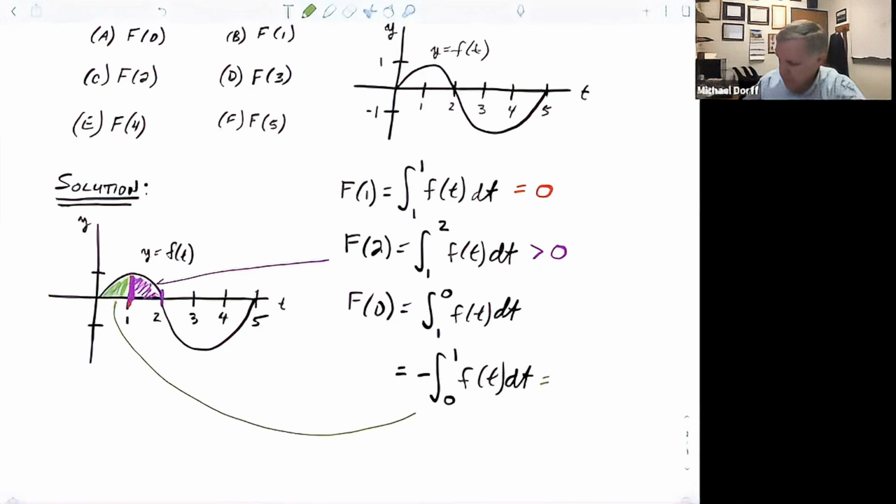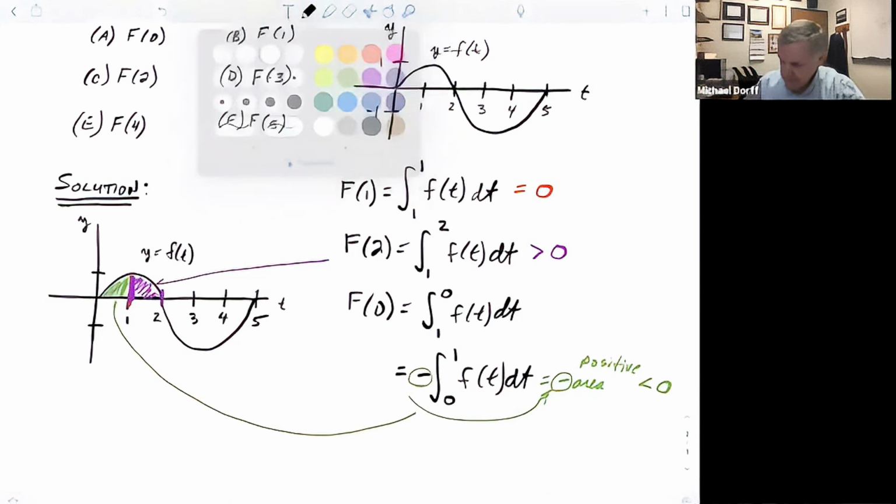That's going to equal negative area, negative positive area, positive area. So that's also going to be less than 0. I hope that makes sense. I've got the negative sign. It's a positive area there from 0 to 1 because it's above the x-axis, but I have a negative sign out there, and that's what's going to give me this negative, that positive area.